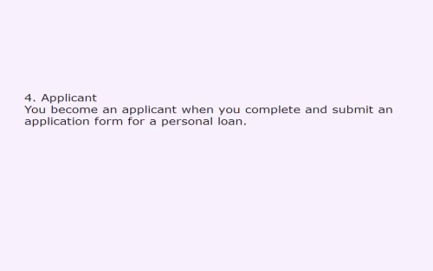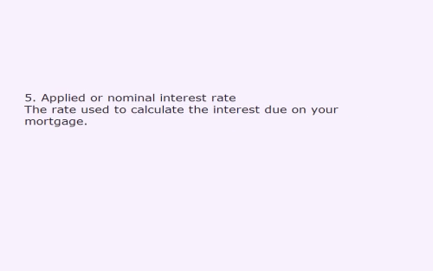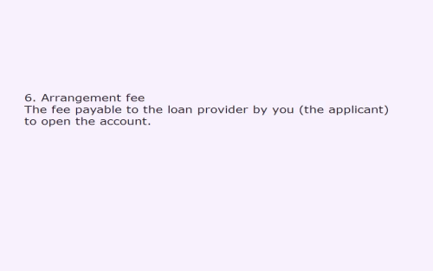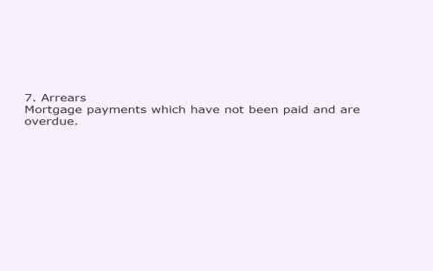4. Applicant. You become an applicant when you complete and submit an application form for a personal loan. 5. Applied or nominal interest rate. The rate used to calculate the interest due on your mortgage. 6. Arrangement fee. The fee payable to the loan provider by you, the applicant, to open the account. 7. Arrears. Mortgage payments which have not been paid and are overdue.